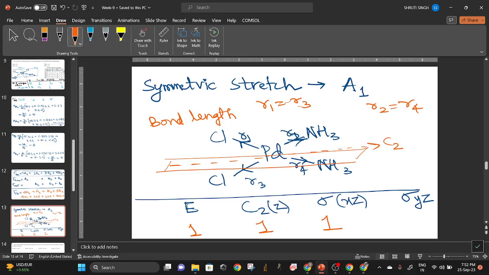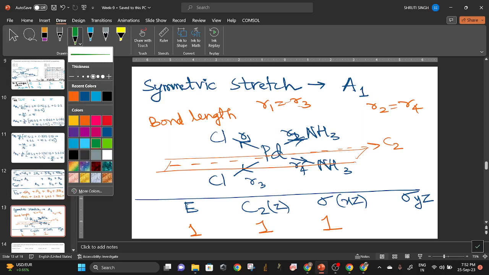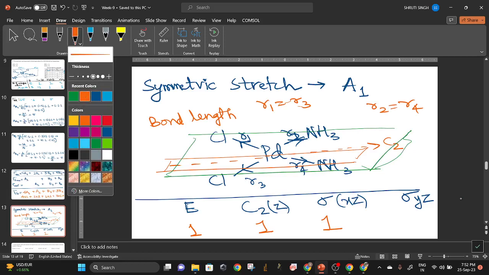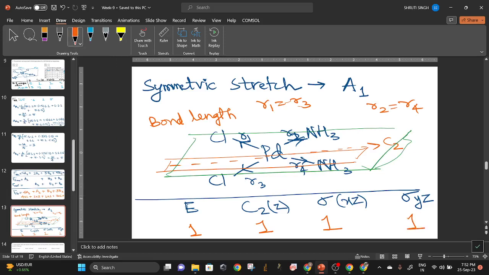And this one is the molecular plane, a plane which contains this molecule. Like this. So it will be 1 again. So from the characters like this you can deduce that it belongs to A1. So symmetric stretch belongs to the A1 normal mode.